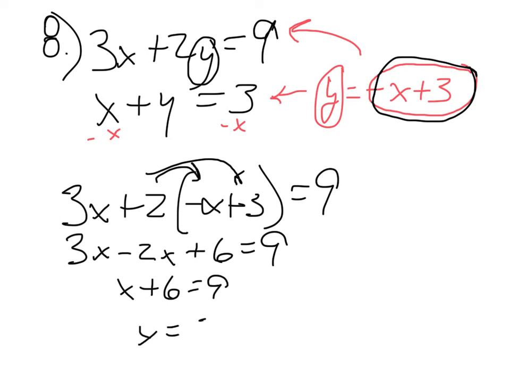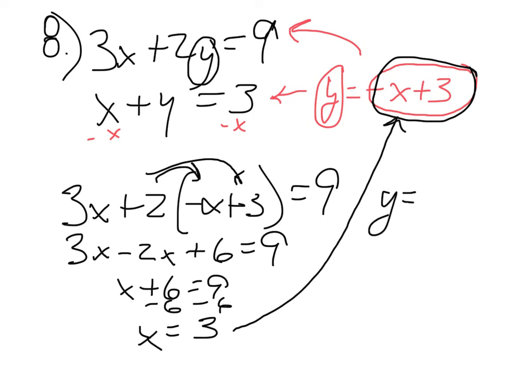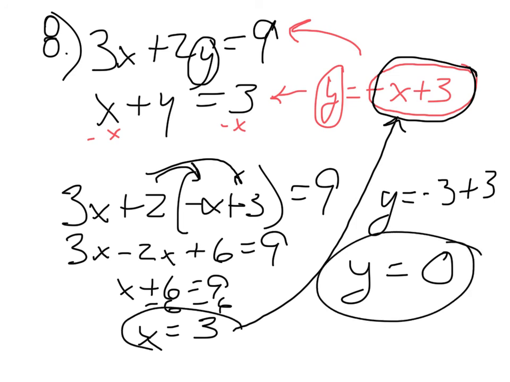x equals 3, because if I subtract 6 from both sides, I get x equals 3. Now I can take this and plug it up into this equation. So I have y equals negative 3 plus 3, which all ends up being 0. So there's my point, 3, 0. And that's how we solve equations by substitution.